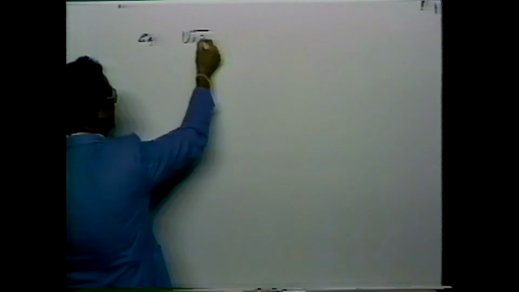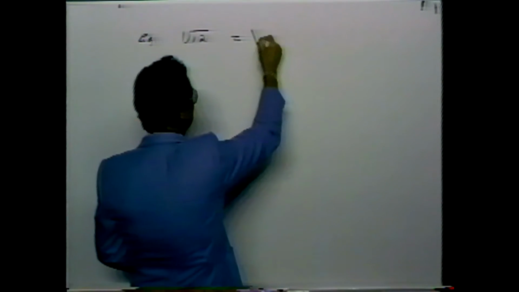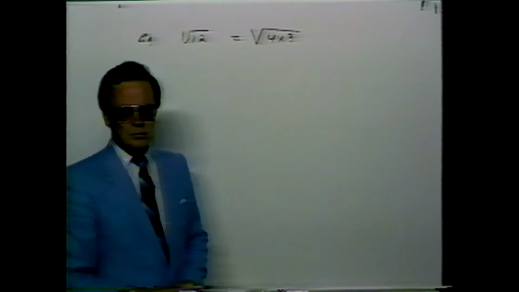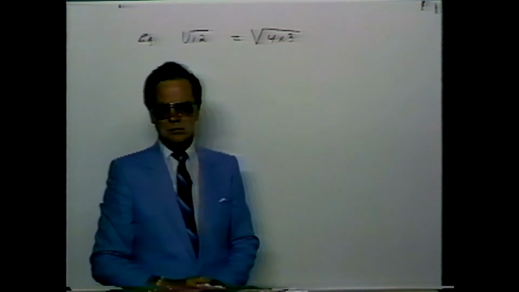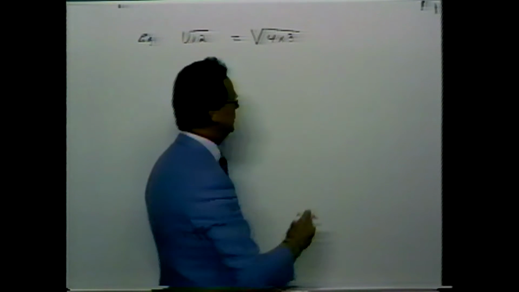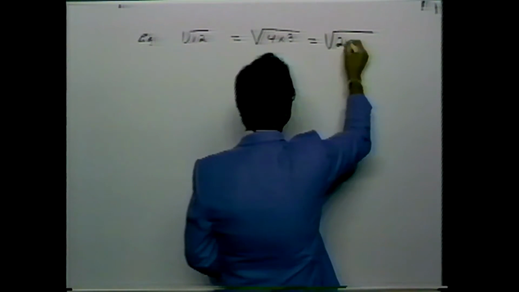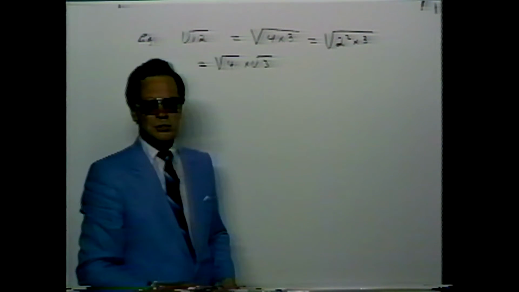Here are some examples. The square root of 12. Now, the square root of 12 is equal to the square root of 4 times 3. Notice, first of all, that the index of this radical is 2 and that 4 is a square. In other words, this is equal to the square root of 2 squared times 3. And the square root of 4 is 2.